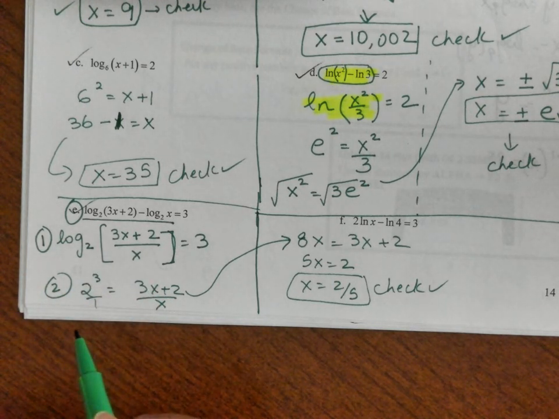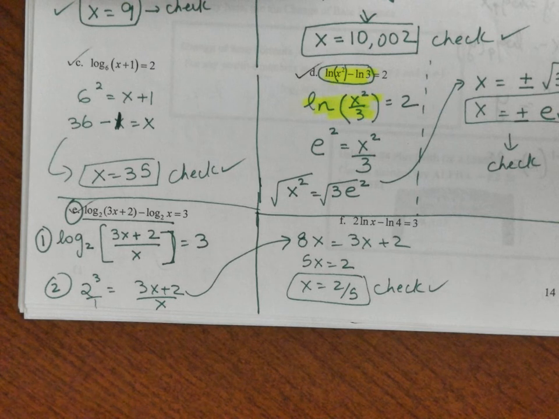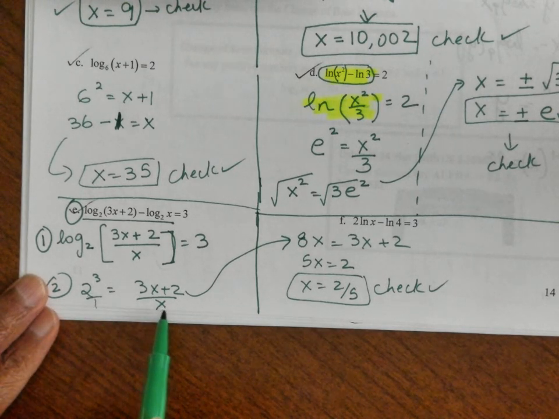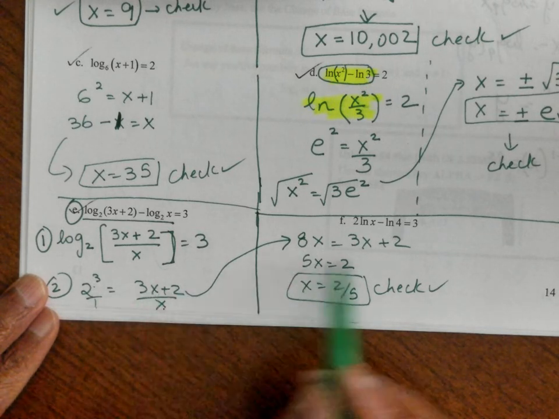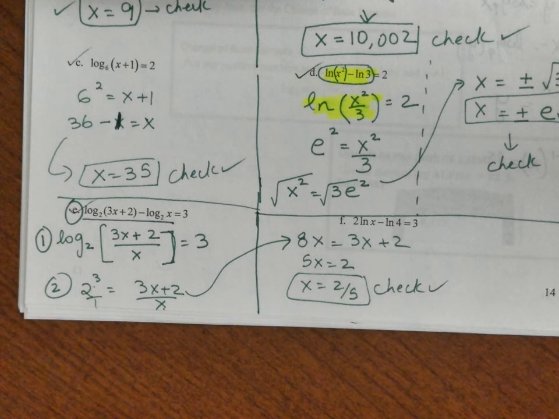So clear? Okay. Now my goal is to get the x, but what's happening is it's part of a fraction, and I can cross multiply. So I basically do 2 cubed times x, which is 8x, equals (3x + 2) times 1, which is 3x + 2. Yeah? Okay, good. Questions?